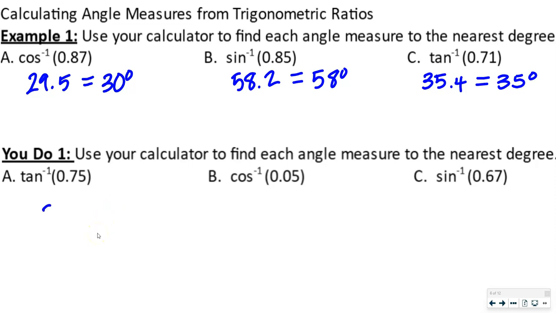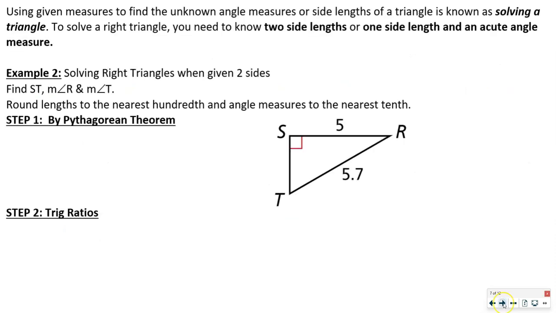So here again, this was 37 degrees, this one was 87 degrees, and this one was 42 degrees. Using given measures to find unknown angle measures or side lengths of a triangle is also known as solving a triangle. To solve the right triangle, you need to know the two side lengths or one side length and an acute angle measure. So you need at least two parts to find an angle, and we can find the third as well.